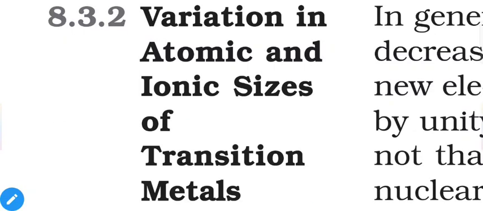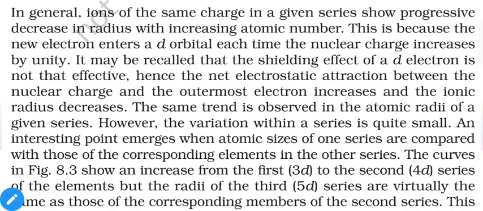Variation in atomic and ionic sizes of transition metals. In general, ions of the same charge in a given series show a progressive decrease in radius with increasing atomic number. This is because each time a new electron enters the d orbital, the nuclear charge increases by unity. That means as the number of electrons increases as we move from left to right in the series, the number of protons also increases. That's why the positive charge at the nuclear center is increasing, and because of that the attraction also increases.